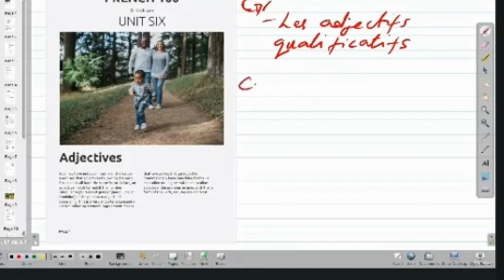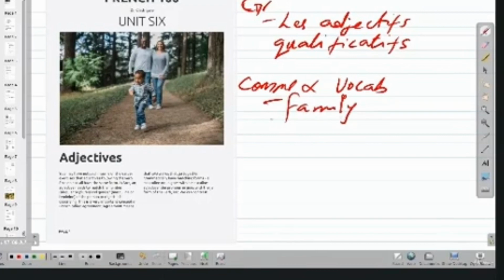Then in communication and vocabulary, so I will say comms and vocab. In communication and vocabulary, we are going to learn family relationships. So we say family. You will see various types of families, the relationship between individuals in the family, for example, brother, sister, mother, and so on and so forth. We will learn that. We will learn la maison, the house.